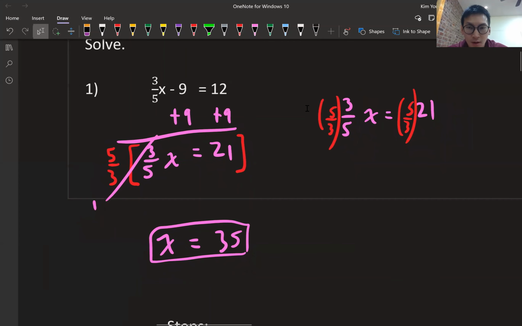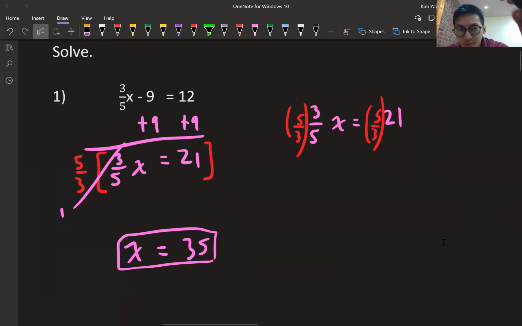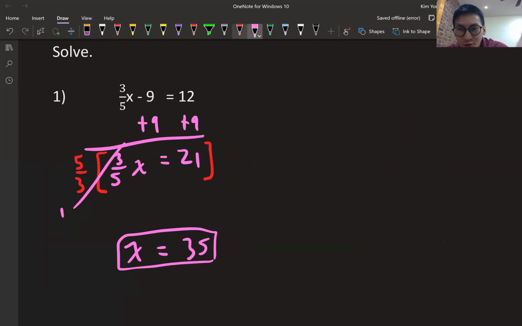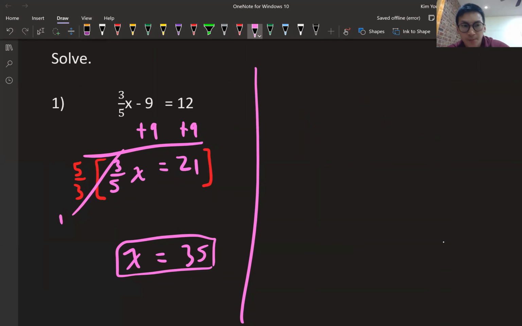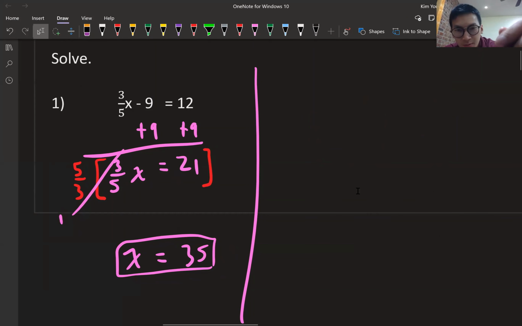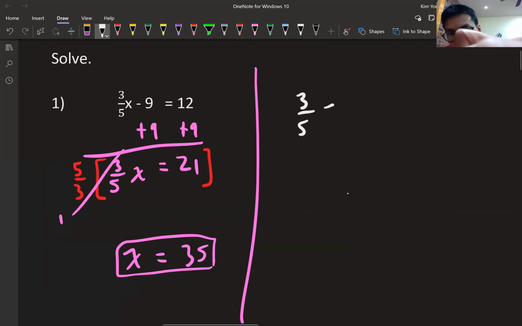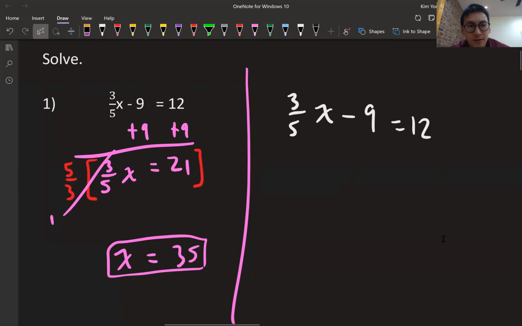All right, so now let me show you another way of doing this problem, but this one's going to be more annoying, and you don't actually want to take this path. But I just want to show you, you could still learn something from it. So here, let me rewrite the problem. Solve 3/5 x minus 9 is equal to 12.